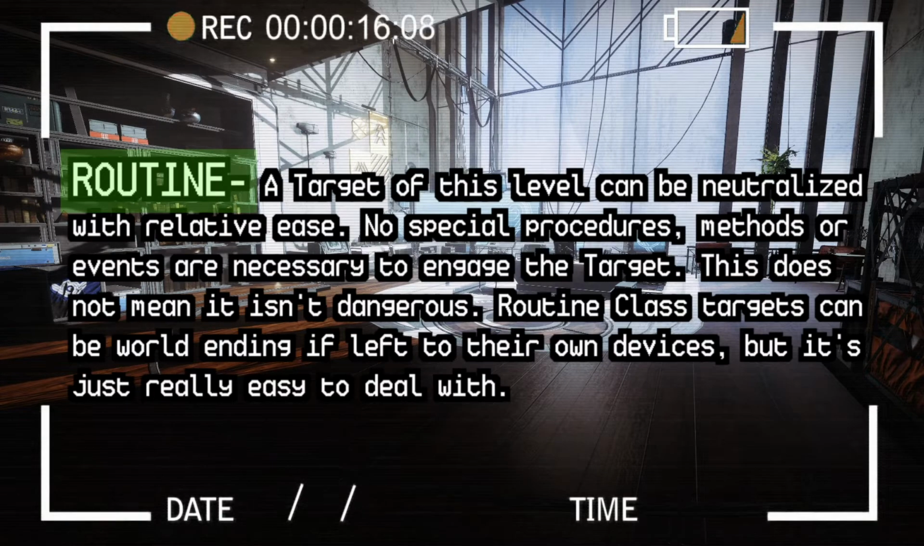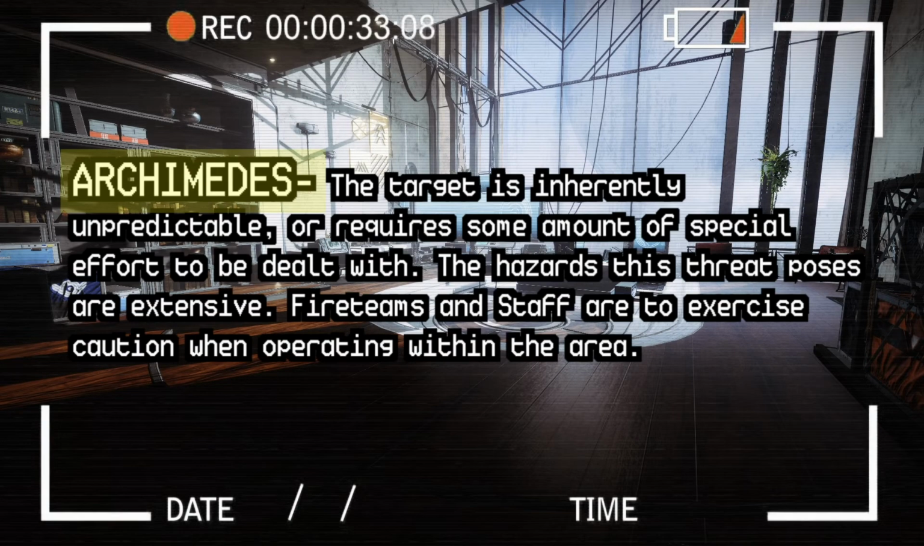Routine. A target of this level can be neutralized with relative ease. No special procedures, methods, or events are necessary to engage the target. This does not mean it isn't dangerous. Routine class targets can be world-ending if left to their own devices, but it's just really easy to deal with them. Archimedes. The target is inherently unpredictable, or requires some amount of special effort to be dealt with.